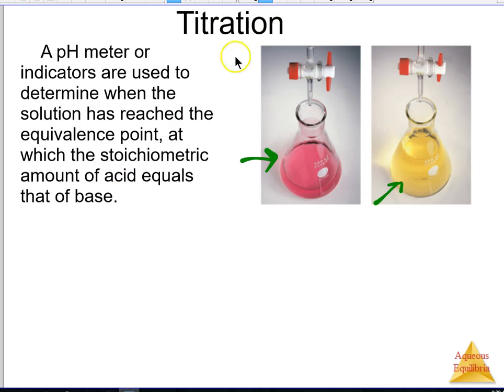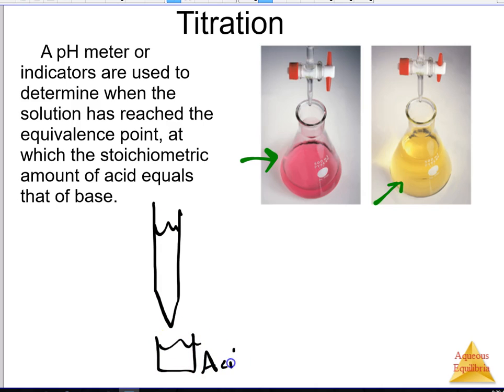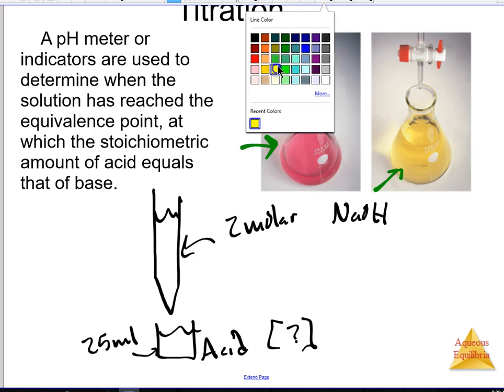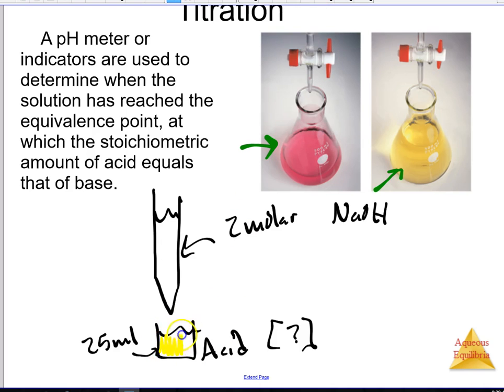So what we do, take our little thing, it's called a burette, and we're going to add it to our unknown acid. And in here, let's say it's like 2 molar NaOH. And down here, I don't know the concentration, but I do know that I have like 25 milliliters of this acid. You okay with that? So what I'm going to do now, I'm going to put in some bromothymol blue. And since this is an acid, it turns yellow.